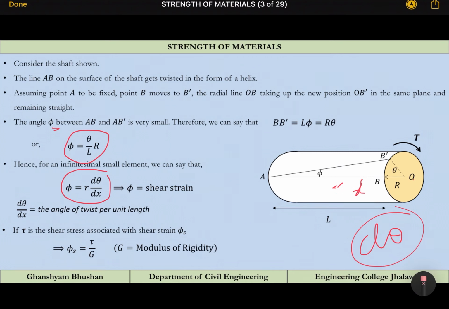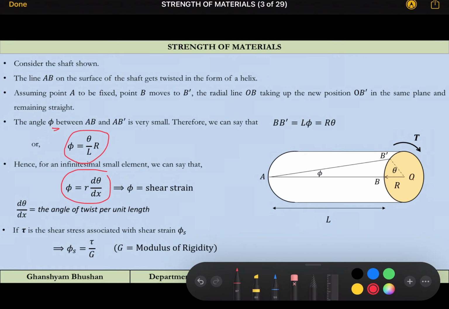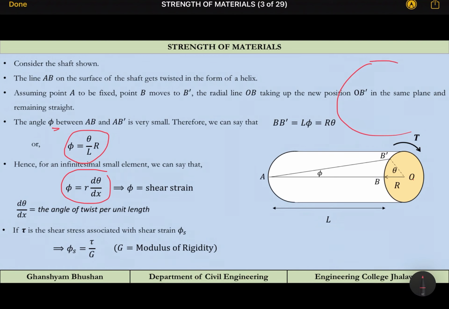So let me show you in a clear manner, so that you are not confused. Let us say this is any section. At a small r, we are taking a very small element.